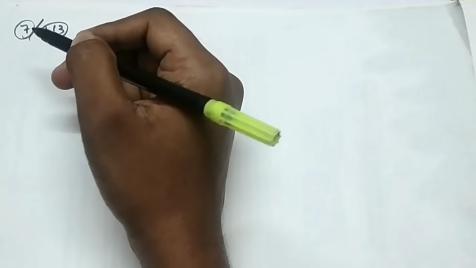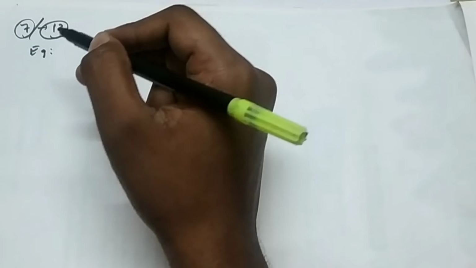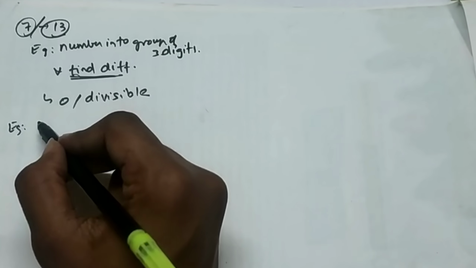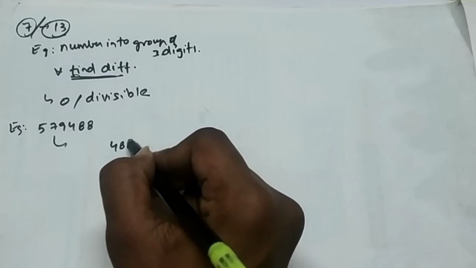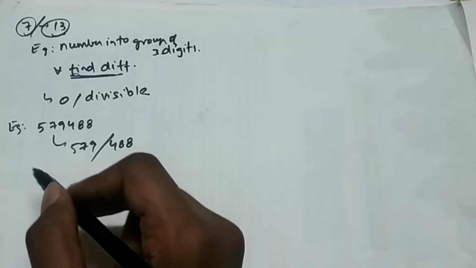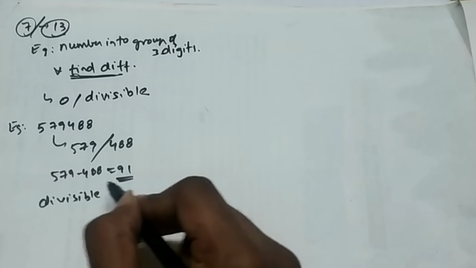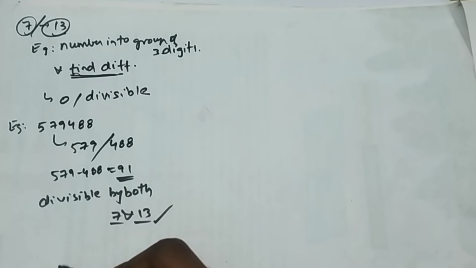Now let's begin with 7 or 13. For the divisibility rule of 7 or 13, we make groups of 3 digits, and find the difference. It should be either 0 or divisible by 7 or 13. Let us take an example: 5, 7, 9, 4, 8, 8. We first split it part by part as 3, 3, and find the difference. 91 is divisible by 7 and 13, so the number is divisible by 7 and 13.